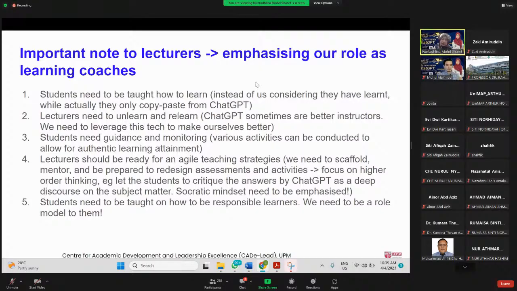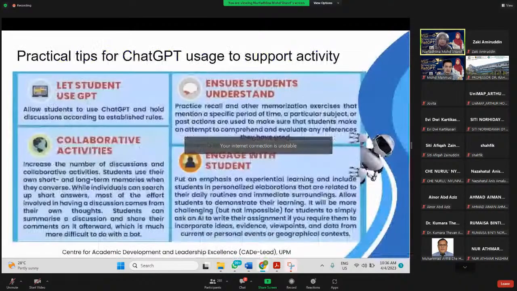When we need to scaffold, what we need to redesign, we have to focus on higher order thinking. The question earlier that I used was problem-based learning and the Socratic mindset, the way for the students to keep on inquiry-based learning. We need to teach them how to be responsible learners. We need to be a role model to them.